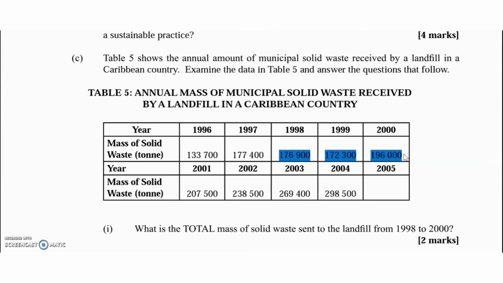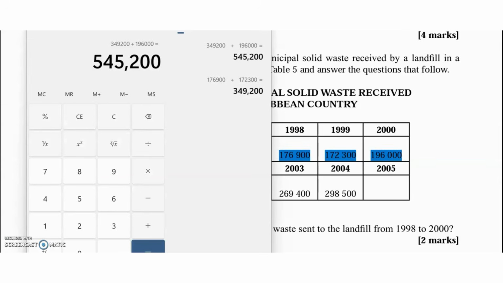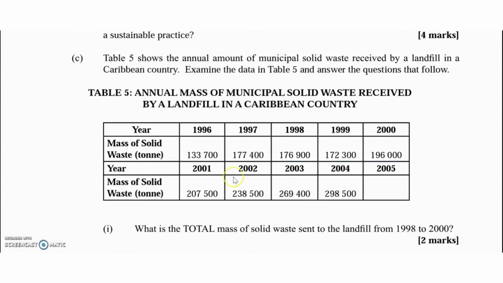176,900 plus 172,300 plus 196,200. Let's add it up quickly. Break out a calculator if you have to. When you add up all of them, you will get 545,200. All right, that is in fact the amount of solid waste that is produced. Yeah, that is in tons, by the way. Make sure you put your units for me, please.